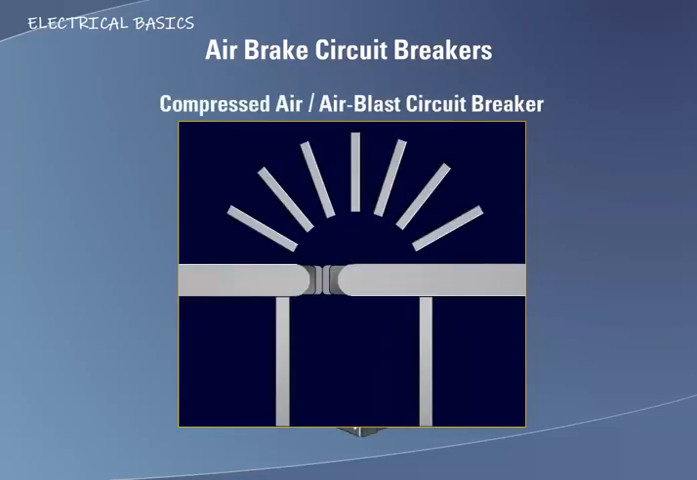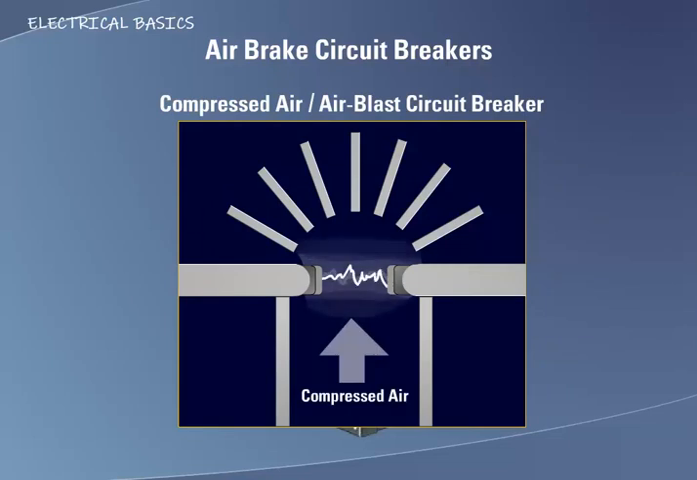Compressed air circuit breakers, or air blast circuit breakers, depend on a stream of compressed air directed toward the separable contacts of the breaker to interrupt the arc formed when the breaker is opened.